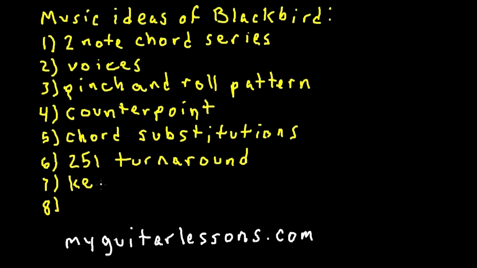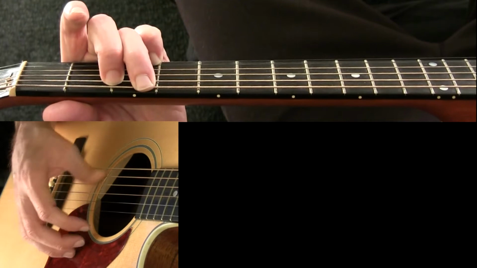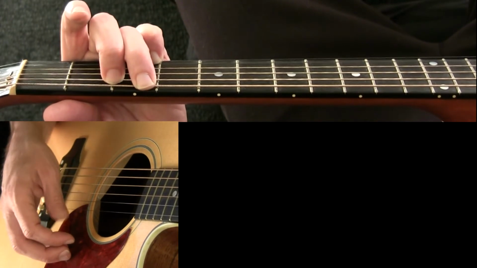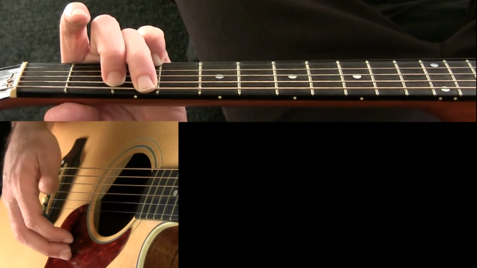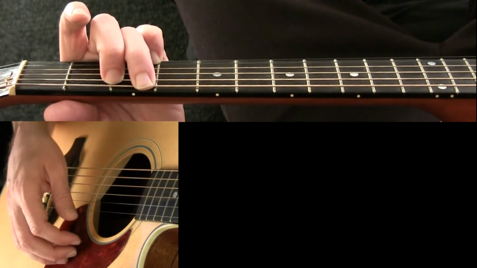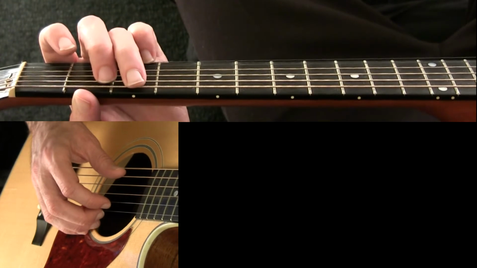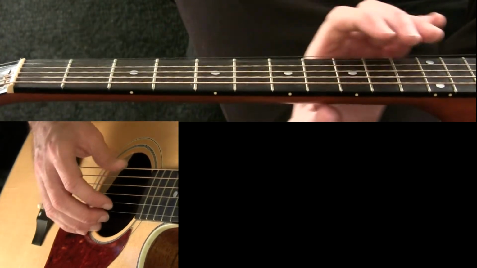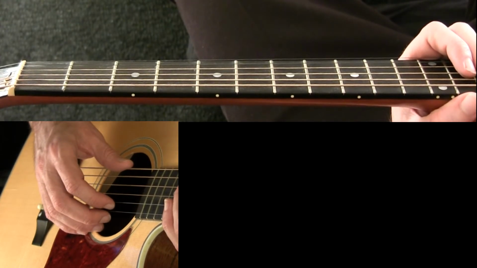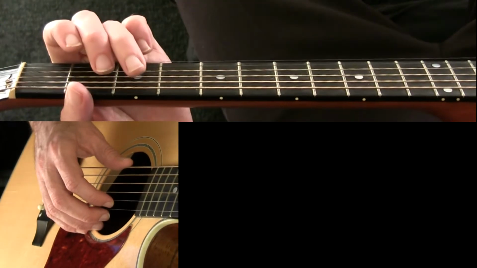The next music idea we're going to talk about is key changes. So in Blackbird, throughout most of the song, you're in the key of G major, and the melody actually never really changes out of the key of G major. But during the chorus, he changes from G major to F major. And the way that he does that is really quite simple and very clever.